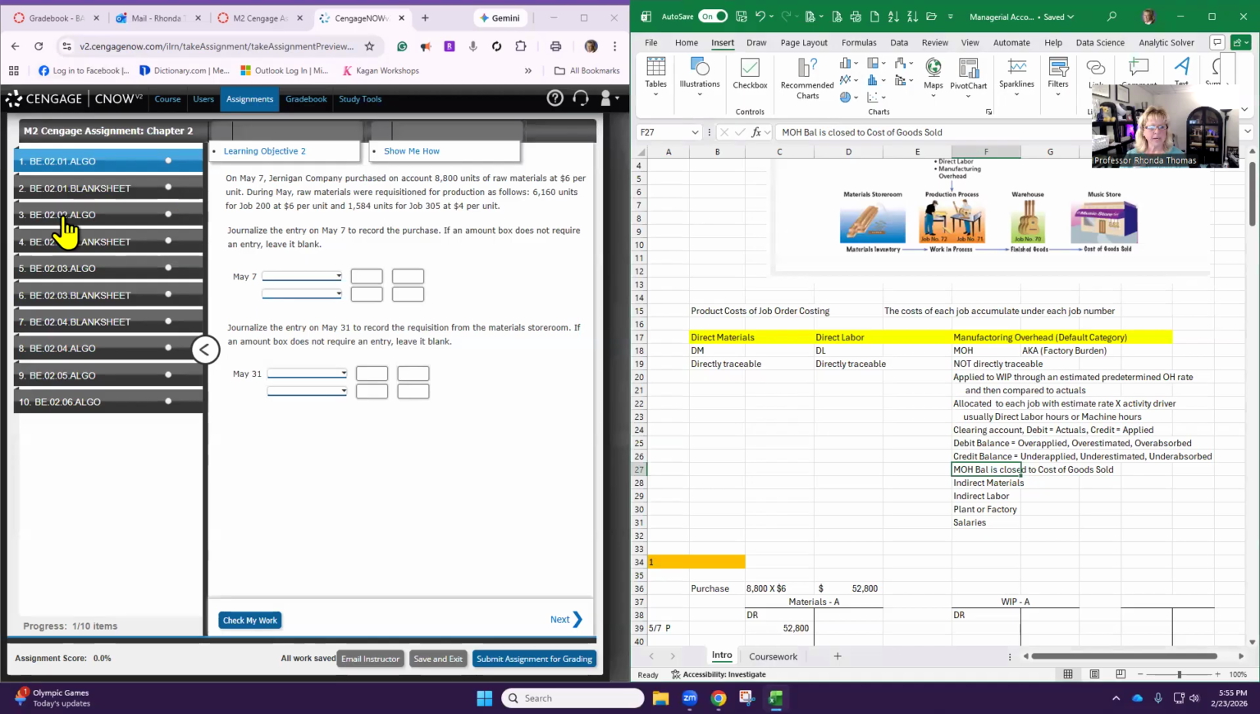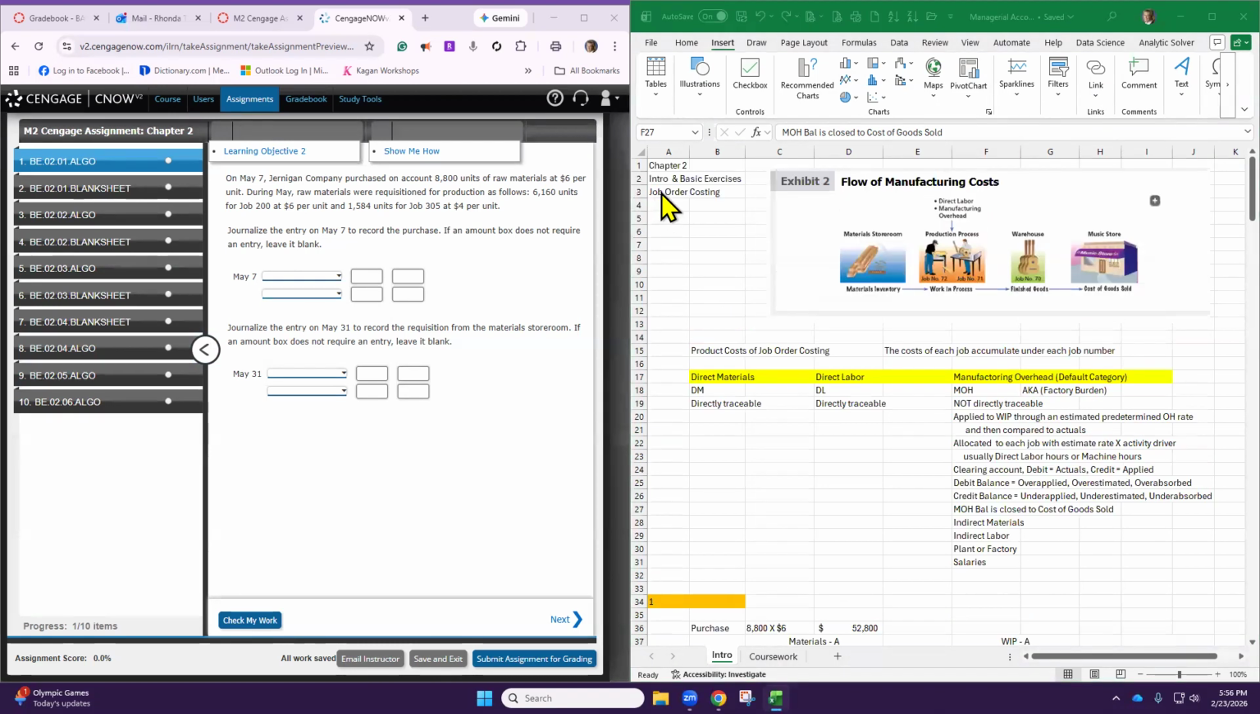So I have the Cengage open here on the left and my Excel spreadsheet open on the right. Chapter 2 is called Job Order Costing. And this is a pretty good example of job order costing.